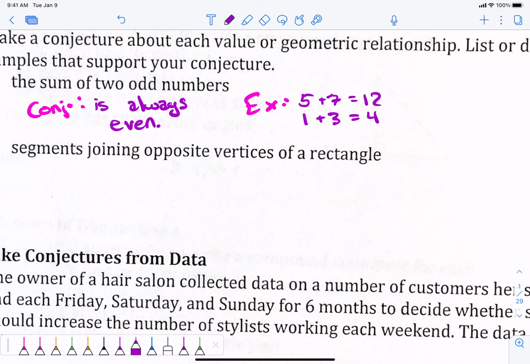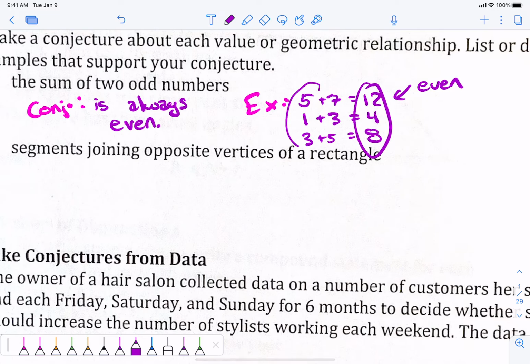Give me one more. 3 and 5. 3 plus 5 is 8. And those are even numbers. So look, hey, they're all even numbers. And these were all odd numbers that we were adding together. So there's my example. All the odd numbers, when you add them together, is an even number. What's the sum of three odd numbers going to be? Always odd, right? Okay, anyway.